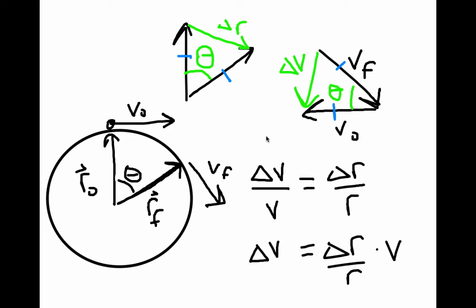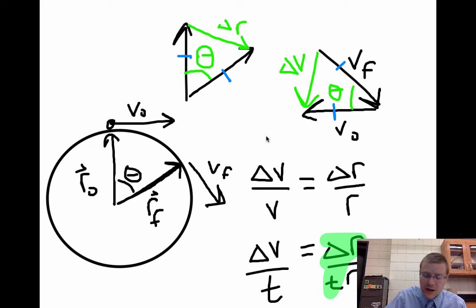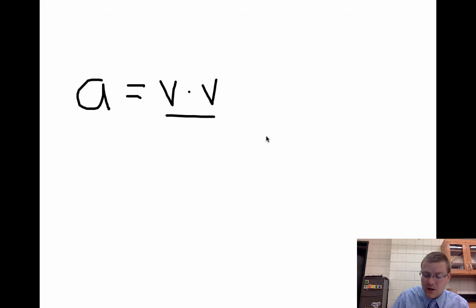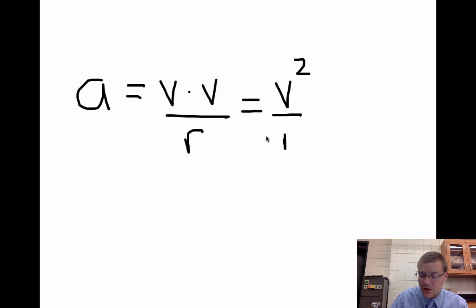But if I want to define this as acceleration, change in velocity must be divided by time, which means this whole thing over here must be divided by time. And what you can see with the highlights is a change in r with respect to time. Change in r with respect to time is velocity. So really, what you're going to be given here is acceleration is the velocity of an object multiplied by its velocity divided by its radius, or v squared over r.